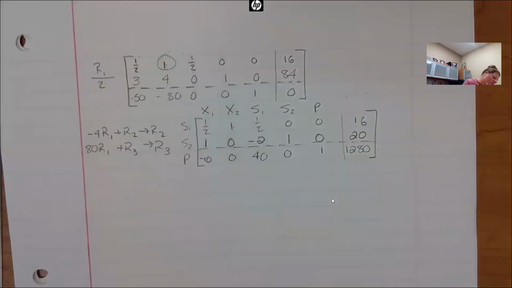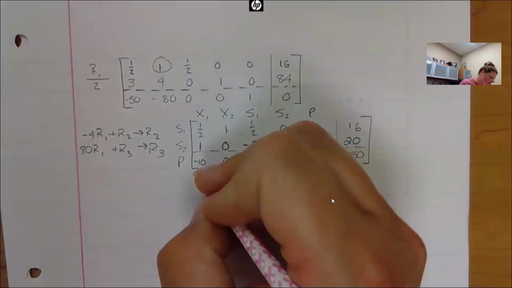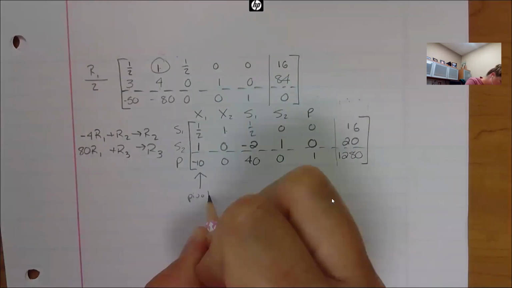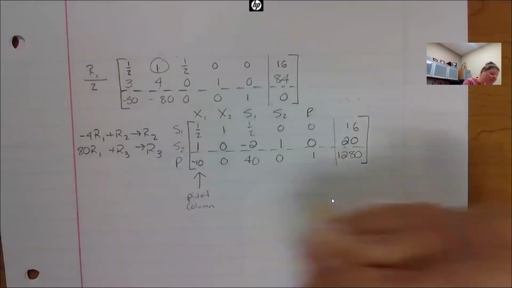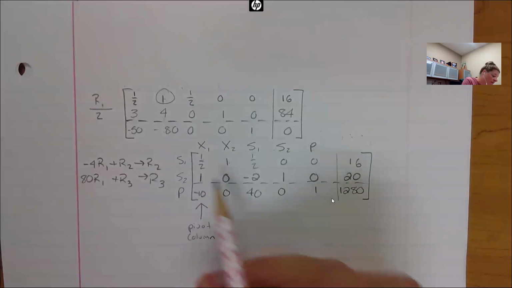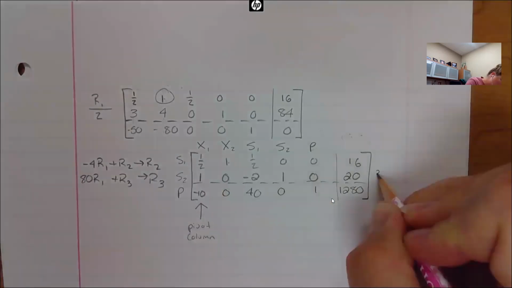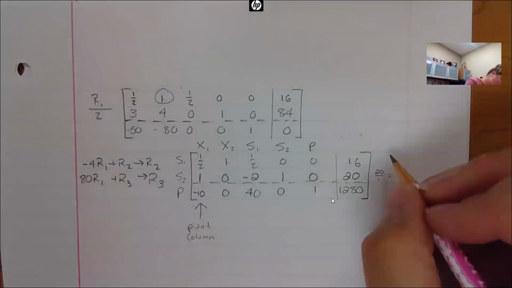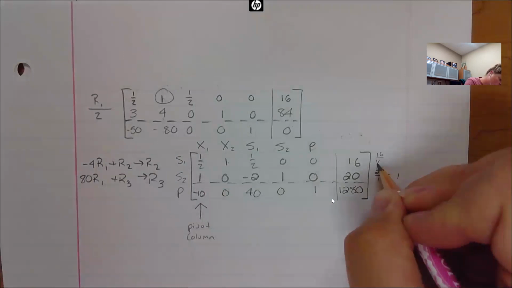So what are we going to do next? We're going to say this row right here is the most negative, so this is our pivot column. All right, so then we have to look. These are both positive, non-zeros, so we can use either one. Over here, we're going to take 20 divided by 1, which is 20. Okay, and then we're going to take 16 divided by 1/2, which is 32.